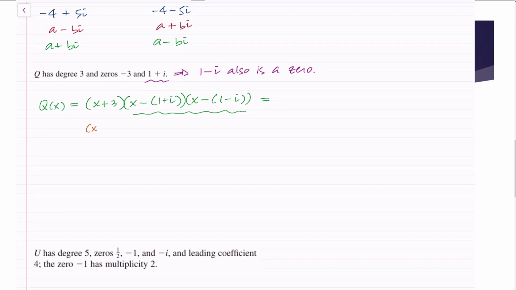I'm going to have x plus 3. And when you multiply x times x, you get x squared. When you multiply x times the quantity minus 1 minus i, so in other words, I'm considering that sign right there as part of the quantity, you're going to have minus x times the quantity 1 minus i. And then when you take minus quantity 1 plus i times x, you get minus x times 1 plus i. And then you have minus times minus, so that's positive, and you're going to have positive 1 plus i times 1 minus i.